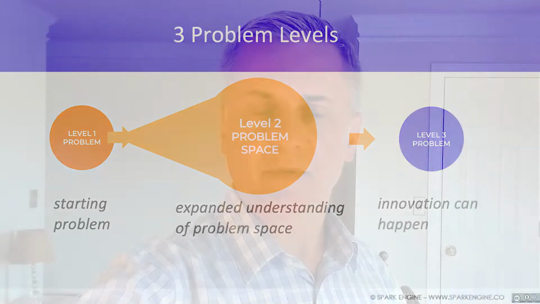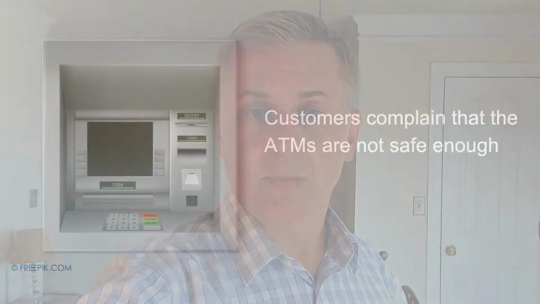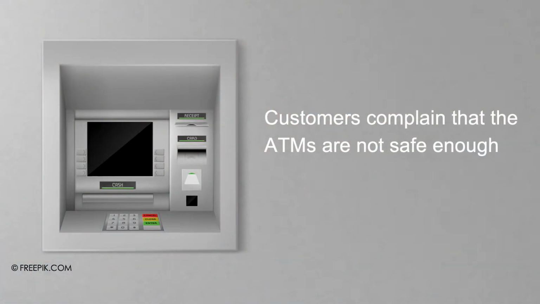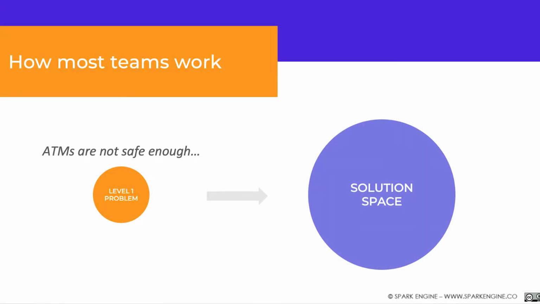Let me give you an example. Let's assume that you work for a bank, and you have collected reviews and feedback from your customers, and you are familiar with this problem. The customers complain that the ATMs are not safe enough. This is a level 1 problem. The ATMs are not safe enough.